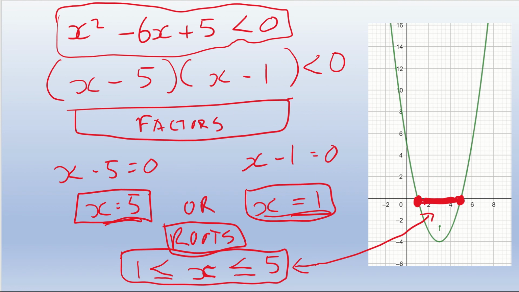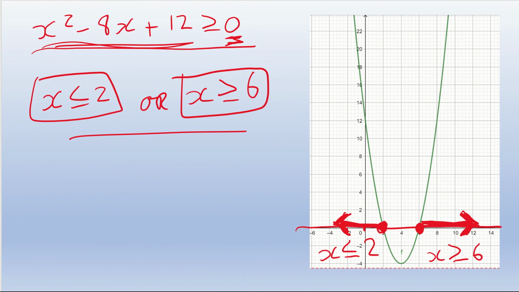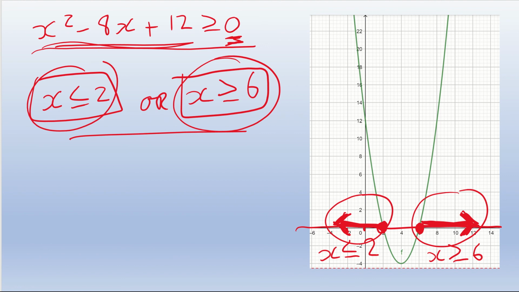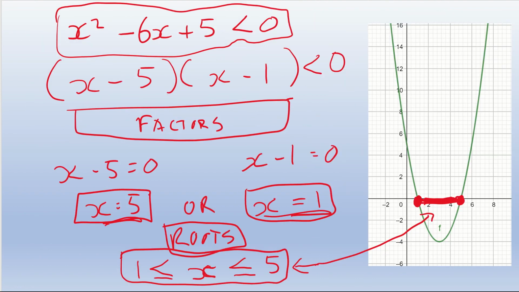In my other question, if I just scroll up to it, you'll notice that I had two separate regions. So this was my last question. This was the other exam question that we did. We had this region and we had this region, and that's the reason that I separated my inequalities over here. However, if you're talking about the bit in the middle, which we are in this question, it's a lot easier to write it as this.